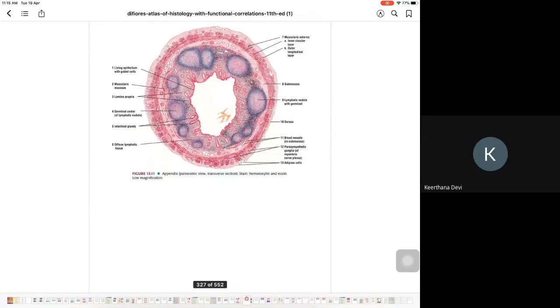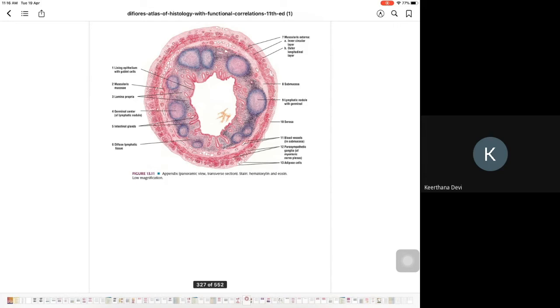Figure 13.11, the appendix, panoramic view, transverse section, stain hematoxylin and eosin, low magnification. Lining epithelium with goblet cells, muscularis mucosae, lamina propria. Fourth is germinal center of the lymphatic nodule. Fifth is intestinal gland. Sixth is diffuse lymphatic tissue. Seven is muscularis externa, composed of inner layer and outer longitudinal layer.